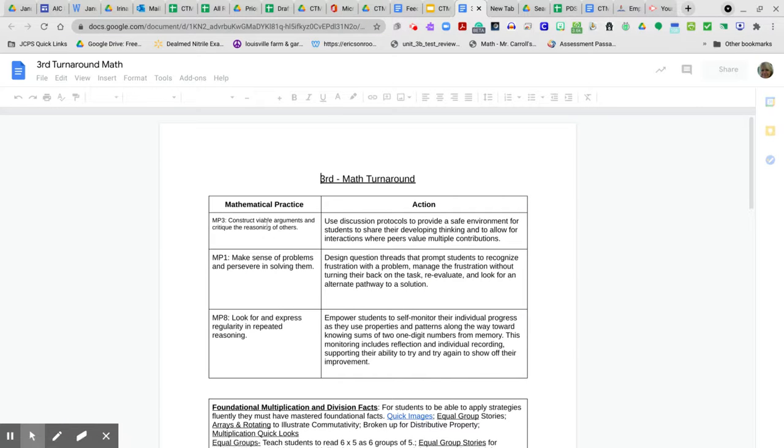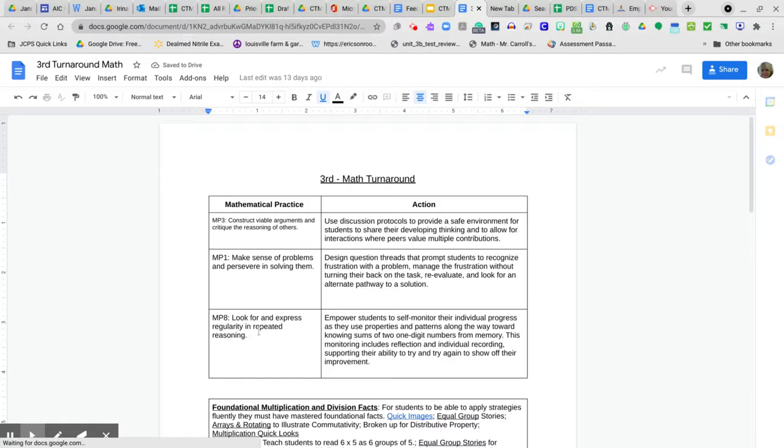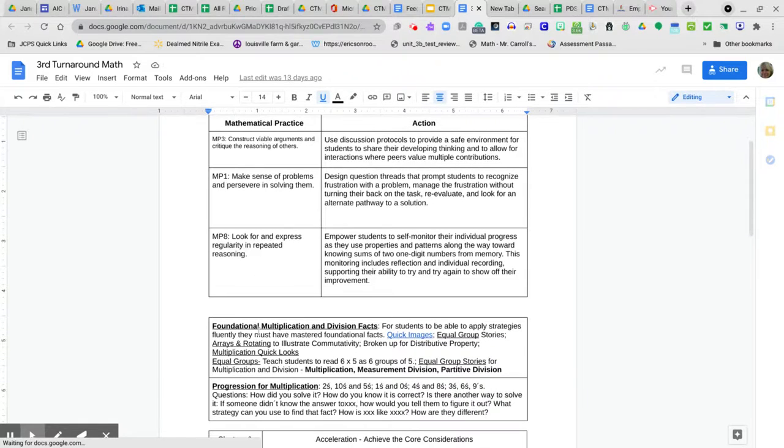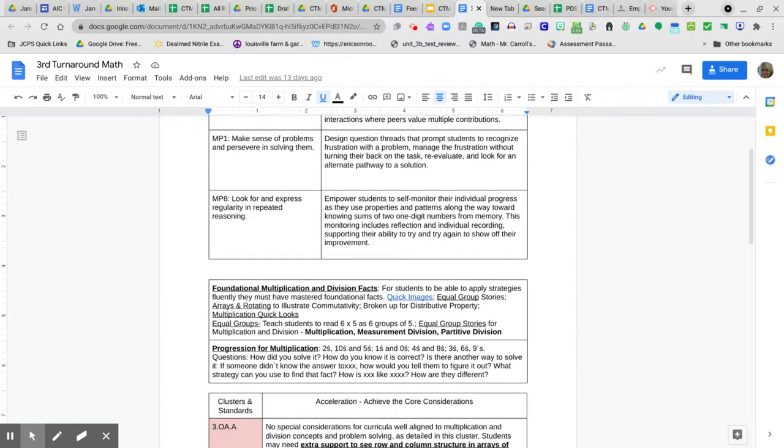Again, looking at third grade, you have your mathematical practices. They're very similar to first and second. Foundational multiplication and division facts: apply strategies fluently. They must have mastered foundational facts. So you're going to do that through quick images.